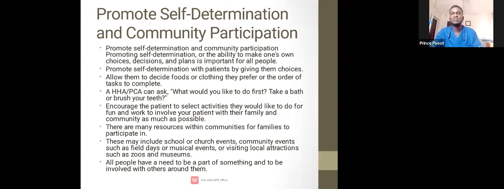Again, the next point now is promote self-determination and community participation. Promoting self-determination, or the ability of a person to make one's choices or decisions and plans, is important for all people. Everybody wants to get to a stage where they can decide for themselves and their decision is right.